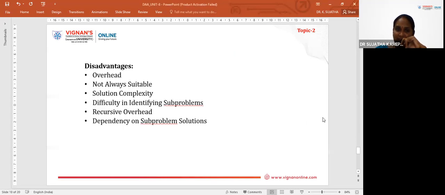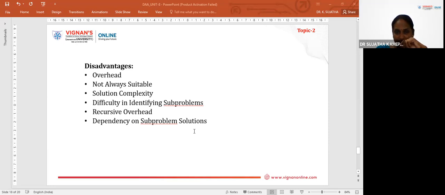And coming to the disadvantages, here we have many disadvantages: overhead, not always suitable, solution complexity, difficulty in identifying the subproblems, recursive overhead, and depending on subproblem solutions. So these are all the disadvantages that are present in decrease and conquer method. Now we are going to see each and every disadvantage. First, coming to the overhead, the approach of breaking down a problem into subproblems and combining their solutions may introduce additional overhead due to the need for combining results and managing recursion.